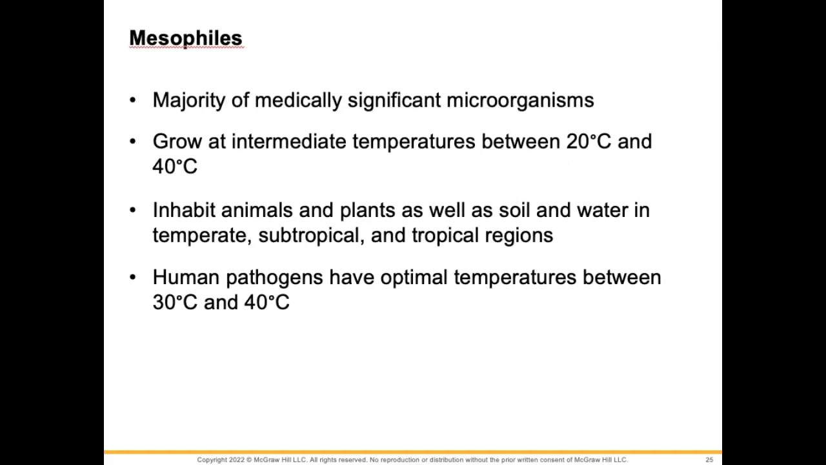Mesophiles: the majority of medically significant microorganisms are mesophiles. They grow at an intermediate temperature between 20 and 40, and inhabit animals and plants as well as soil and water. Human pathogens have an optimum temperature of 30 to 40 C, and our body temperature is 37 degrees C, so you can imagine that these guys really like that and are able to reproduce and live within the body and cause illness.